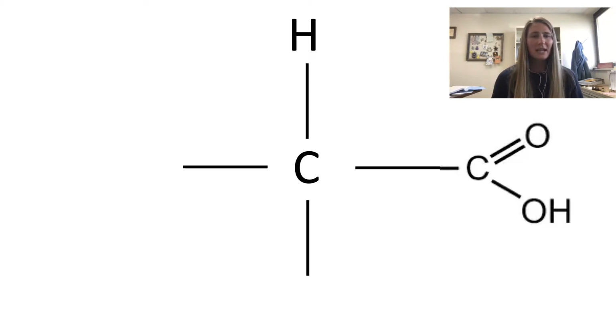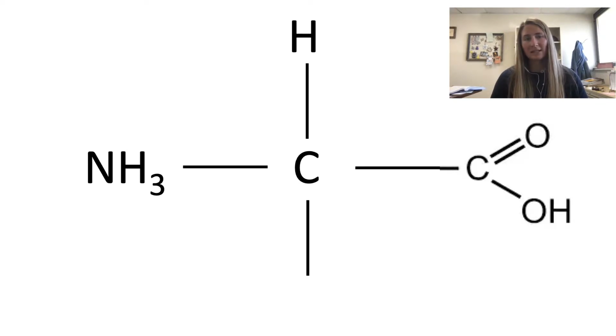Then thirdly, it binds what we call an amine group. Whenever you hear the term amine, you should think nitrogen. So remember that nitrogen allows us to define an amino acid. Without nitrogen, we do not have an amino acid. So we bind a nitrogen group to that central carbon. So we get the term amino acid from the fact that the central carbon binds an amine group with the NH3 and a carboxylic acid with the COOH group.